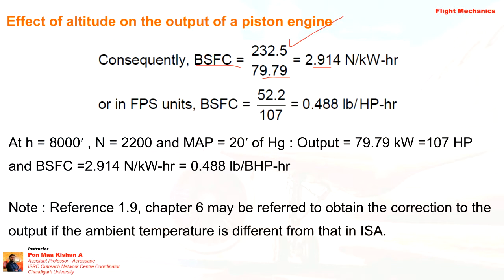Okay, right. So this is the solution, how we have to identify it for a piston engine aircraft when it is flying at altitude. Here the altitude is 8,000 feet, RPM is 2,200 and manifold pressure is 20 inches of mercury.